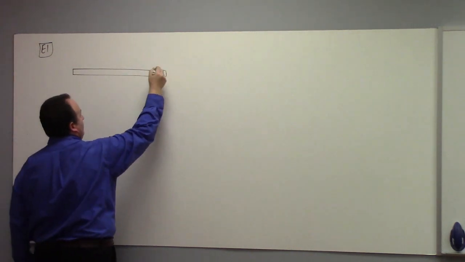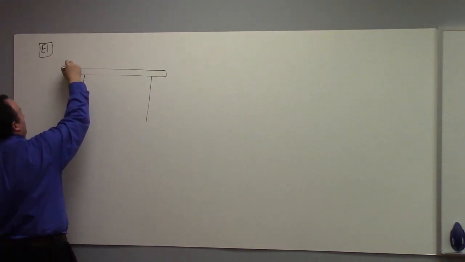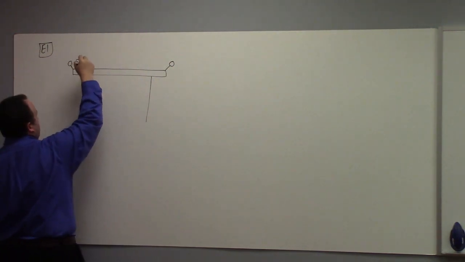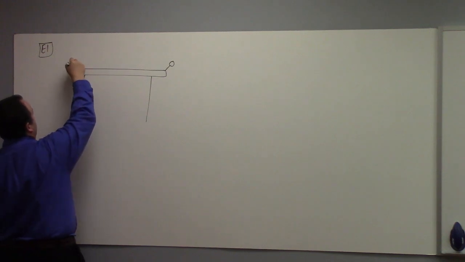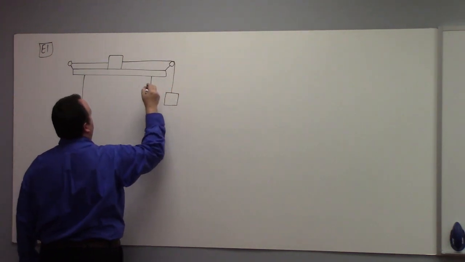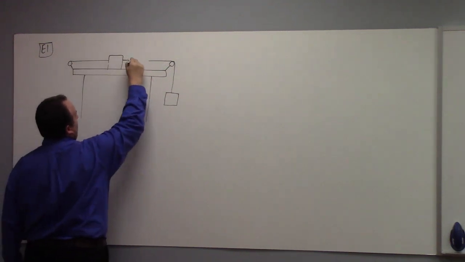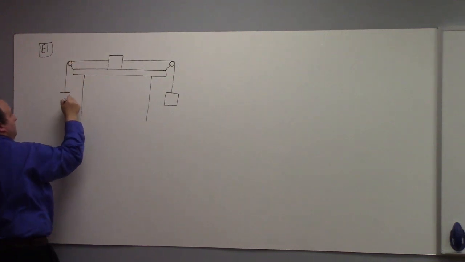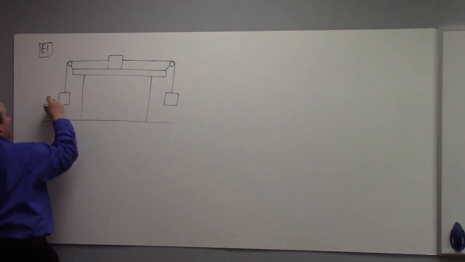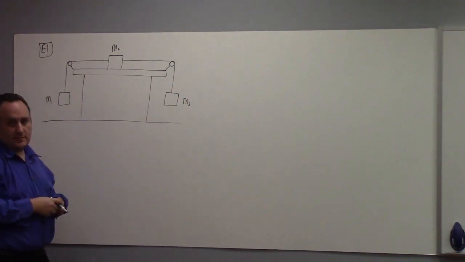So here's a table, right? And we can put a couple of pulleys on that. One here, and one here. And let's see here, I can connect a mass in the middle, a mass over here, and then a mass like that, right? And this is M1, M2, M3, yeah?